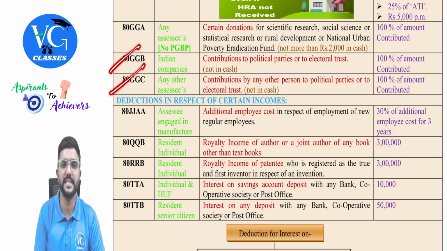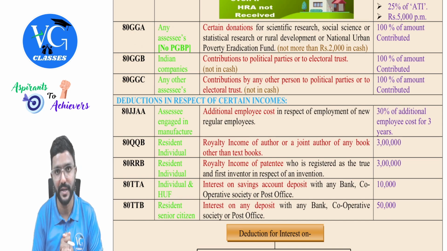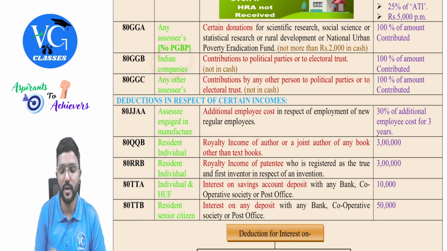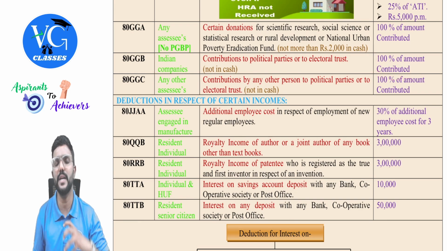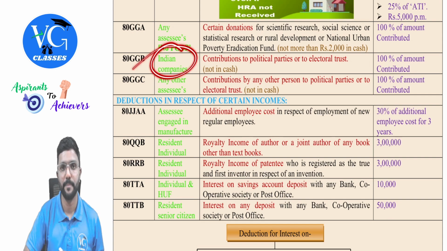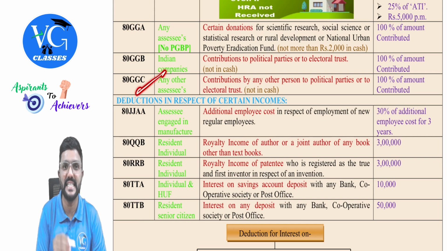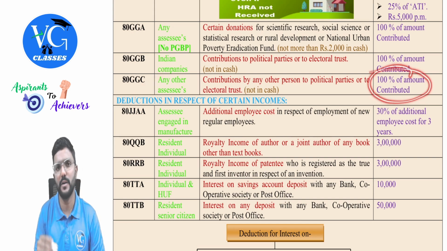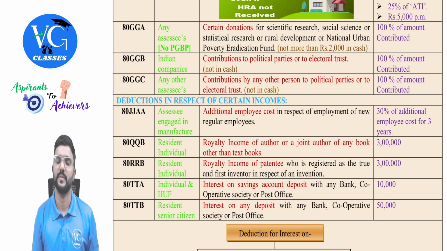Then 80GGB and 80GGC give deduction for donation to political party or electoral trust. If an Indian company is giving any contribution to a political party or electoral trust without any monetary limit, they can claim deduction for whatever actual amount they are contributing. Then, if anyone else other than an Indian company is contributing to political parties or electoral trust, they can claim deduction under section 80GGC. Whatever amount they are contributing, they can claim, but they cannot give it in cash. Both these sections will not entertain cash donations, not even 1 rupee, guys.